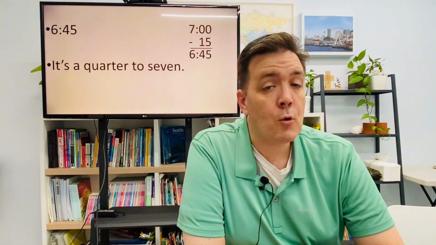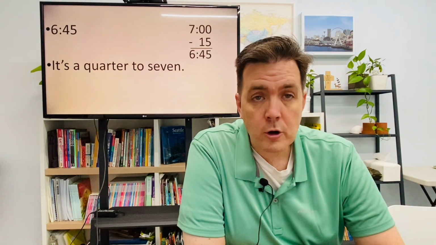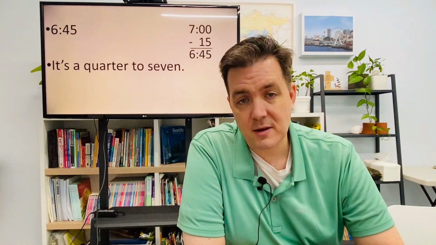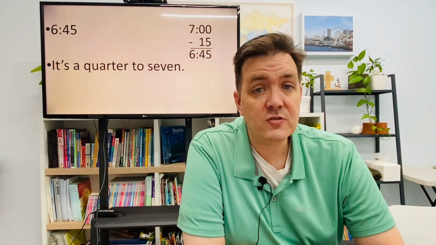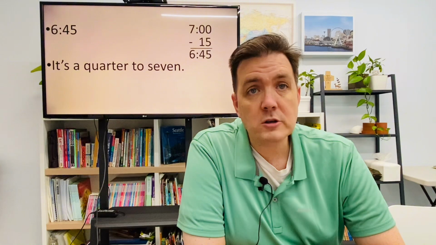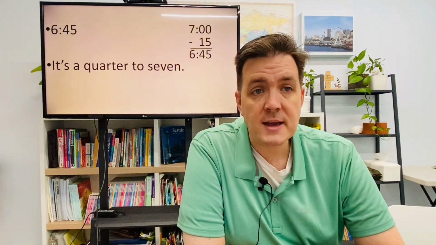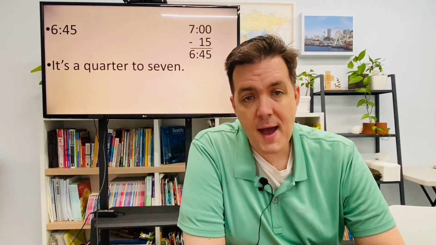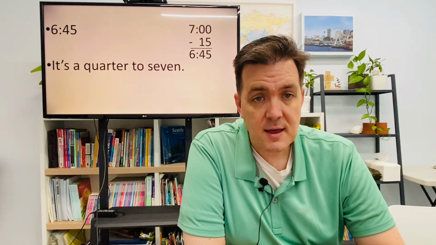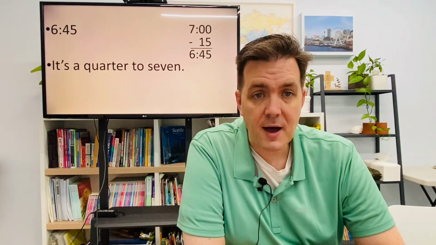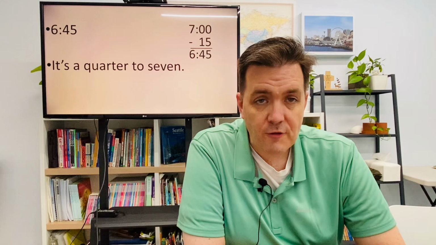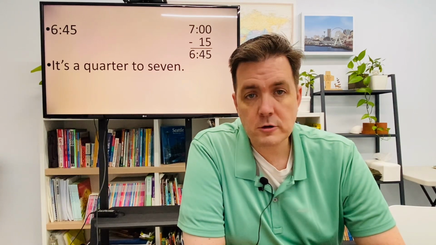Here's another one that's more confusing. It's a quarter to 7. So a quarter, again, is 15 minutes. But a quarter to means we take 7 o'clock, we subtract 15 minutes, and then it's 6:45. So 6:45 equals a quarter to 7.